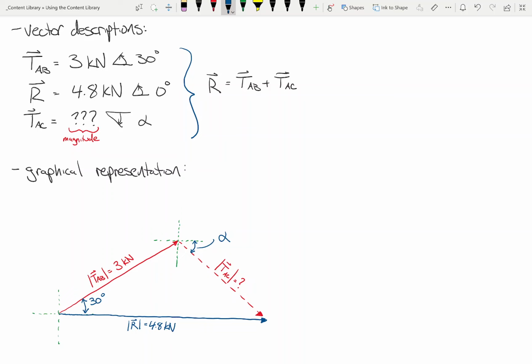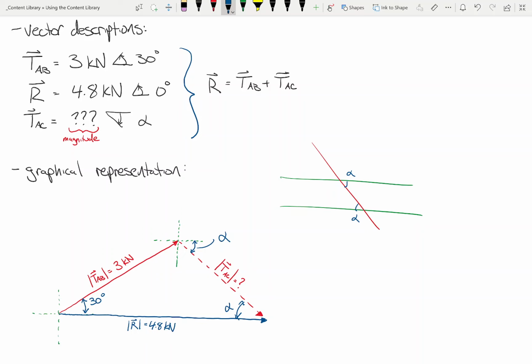Can anybody tell me how alpha relates to this triangle? If this is alpha, does alpha figure anywhere inside this triangle? Where is alpha in this triangle? In the bottom right. Right here. This angle right here is also alpha. Why? Because I've got two parallel lines and a transversal. I have this angle is alpha, that means this angle is alpha, right?